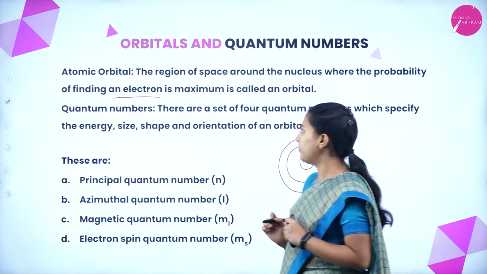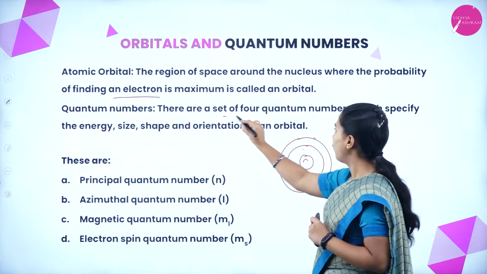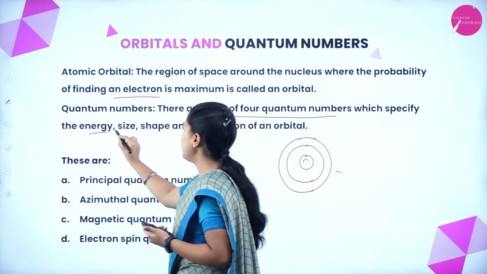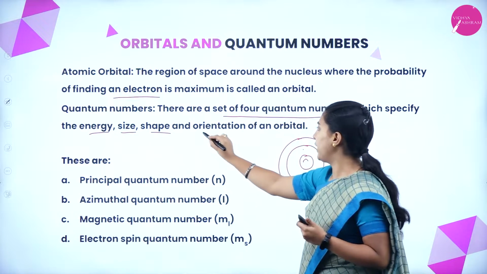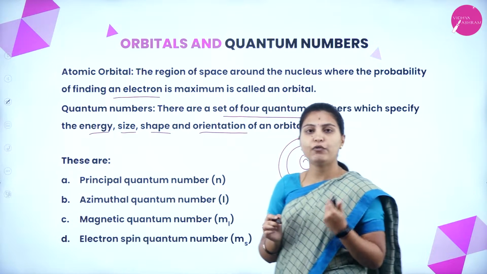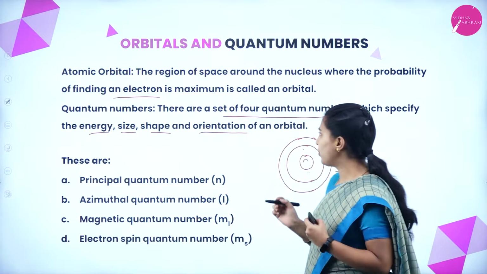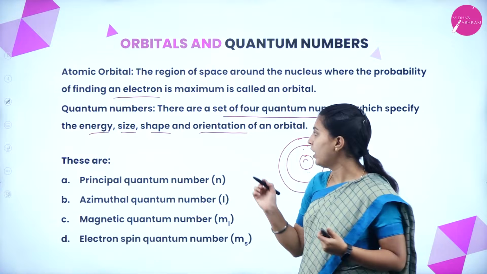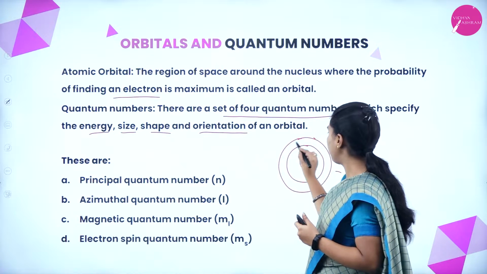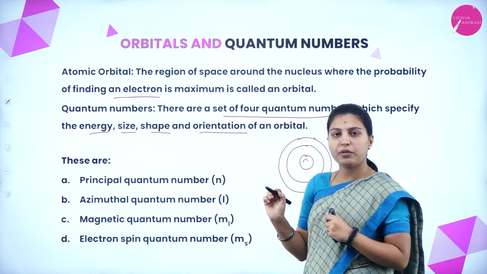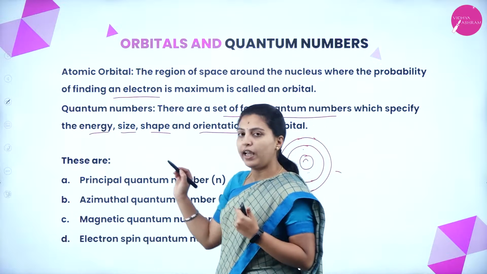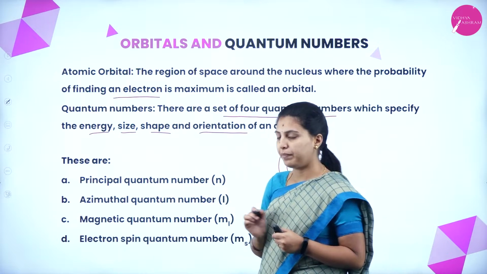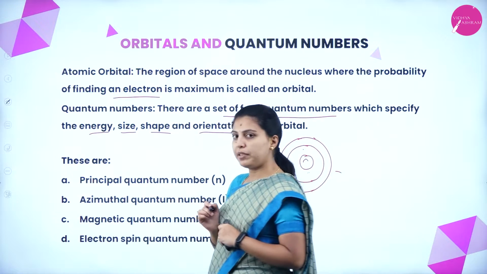Then what are quantum numbers? There is a set of 4 quantum numbers which specify the energy, size, shape and orientation of an orbital. There are 4 quantum numbers. They specify the energy, size, shape and orientation of this orbital. What are those quantum numbers?